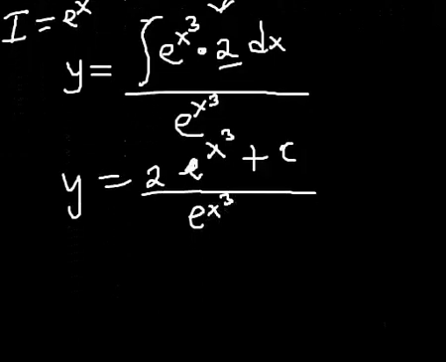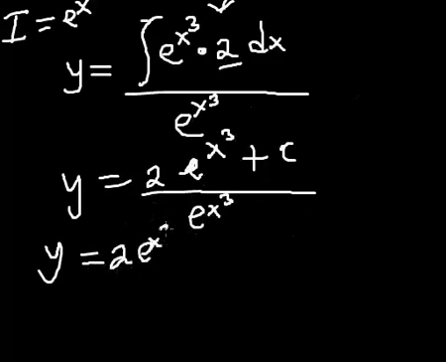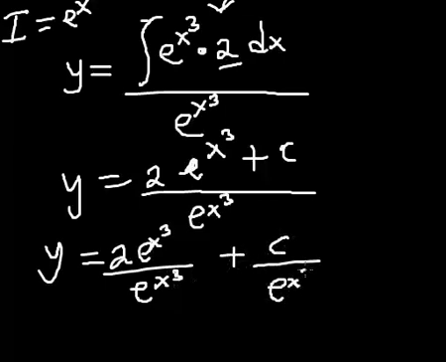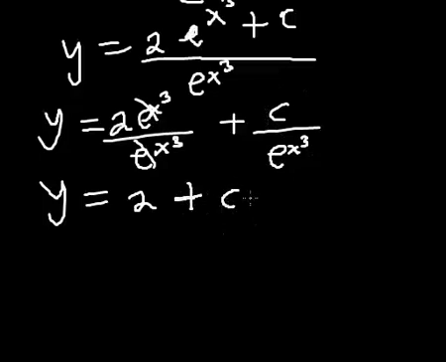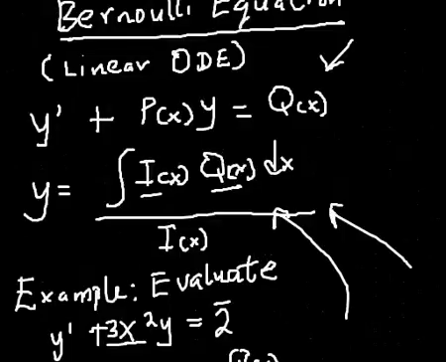How do we evaluate this? Separating this fraction, it is going to be 2 e raised to the power x cubed divided by e raised to the power x cubed, plus c divided by e raised to the power x cubed. So this is equal to e raised to the power x cubed cancels, I have 2, plus, then this exponent goes up, it becomes c e raised to the power minus x cubed. So this is my final answer to that particular question.